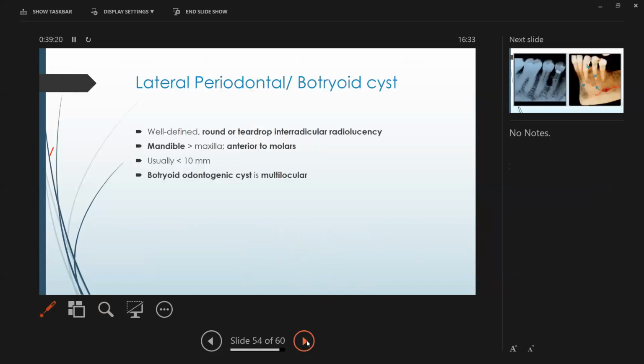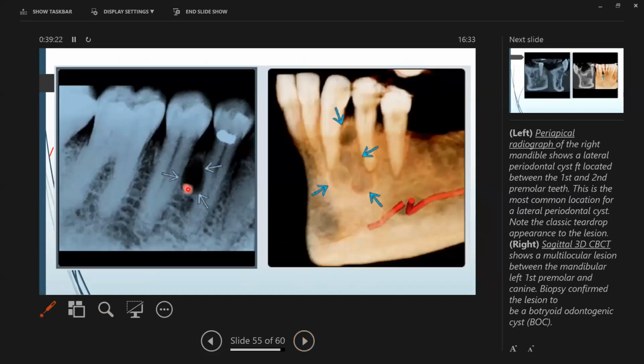Now coming to the lateral periodontal cyst. This is the classic location for the lateral periodontal cyst. Sometimes there can be multiple cystic lesions, especially between the canine and the first premolar. So that's the favorite position for this lateral periodontal cyst.